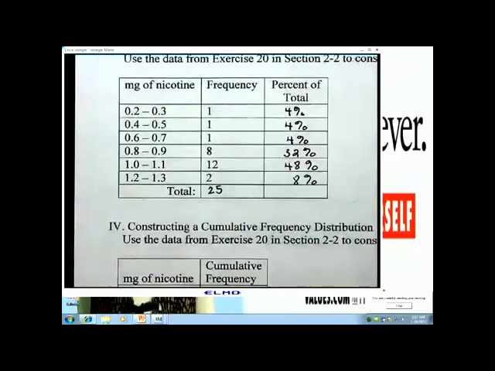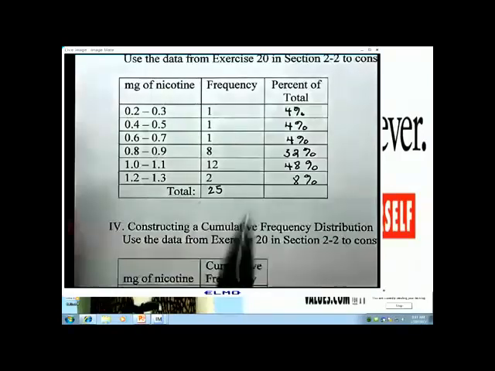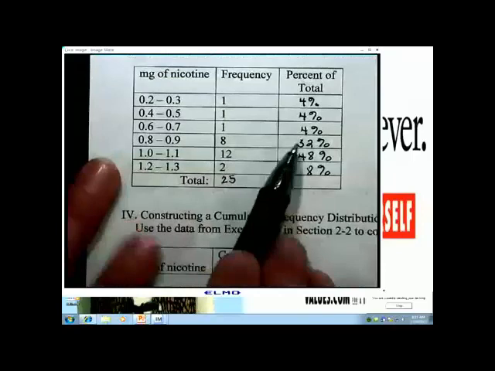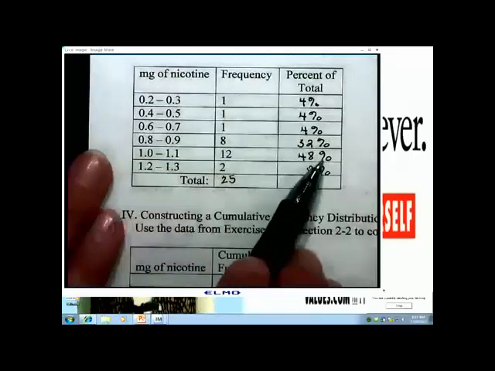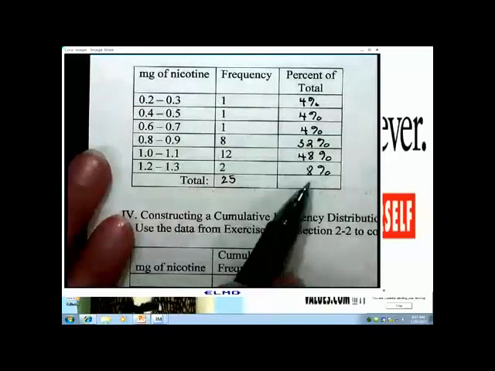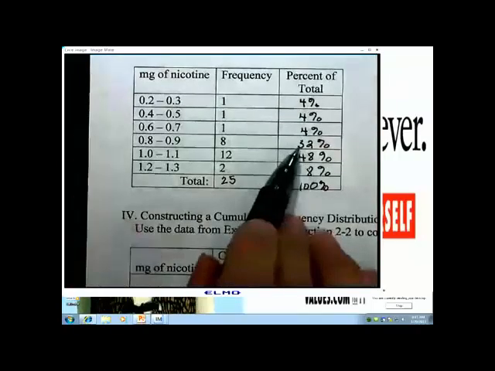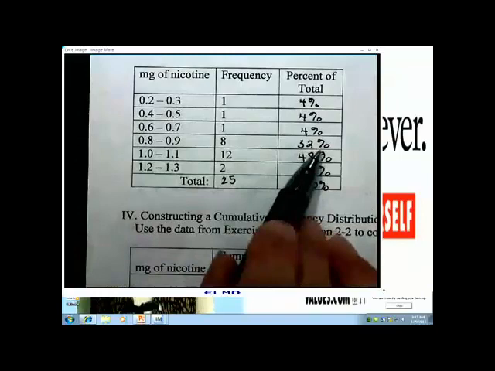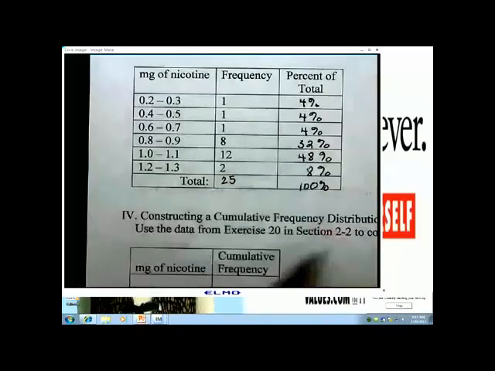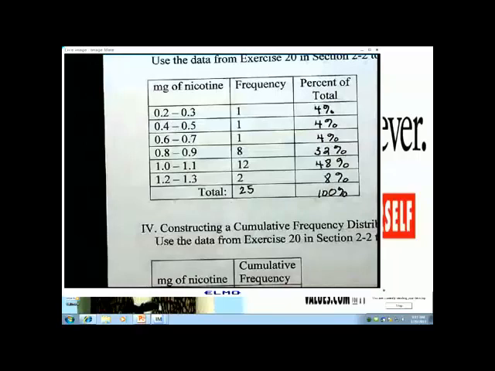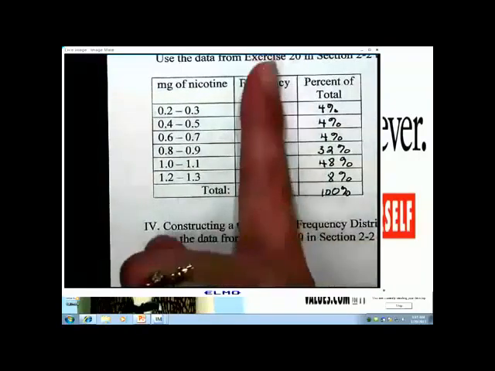How could you make sure you didn't just make a math error punching on the calculator? What should those percents add up to? 100%. Let's see if they do. There's 12 and 32 is 46 and 48 is 94 and 92, 92 and 8 is 100. Let me double check that. 12, 44, 92, 100. 100%.